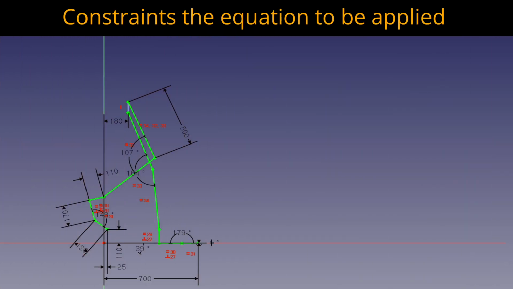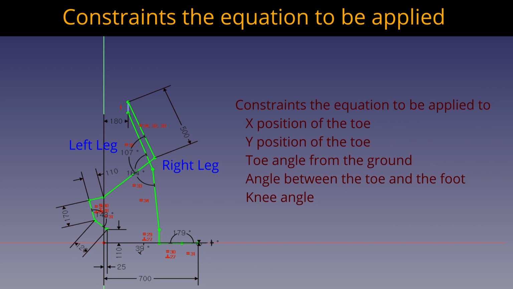The sketch for the modeling of the leg has to be fully constrained, in order not to be collapsed while its formation is changing. After some trial and error, I selected 5 constraints for each leg in the sketch, to be expressed by the equation and changed according to the reference value change. These are the x and y position of the toe, the angle of the toe from the ground, the angle between the toe and the foot, which I called the meta angle, and the knee angle. The lengths of all the segments were fixed.